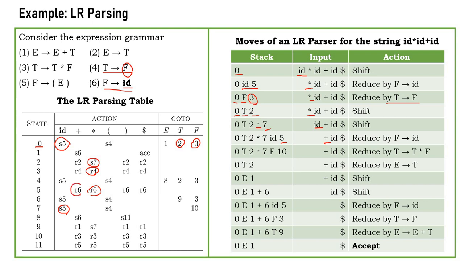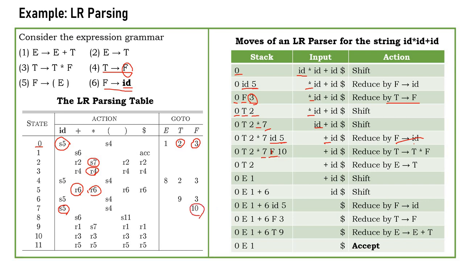Okay. Next we have to check this 5 and plus. 5 plus. So it is R6. So that is reduced by the sixth production, F implies ID. How many elements are there on the right side? That is only 1. So we multiply by 2. So it is 2. So we remove the 2 values. This ID and 5 are removed from the stack, and instead of that we reduce to F. Then we have to check this 7 and F. So what is the value? 10.